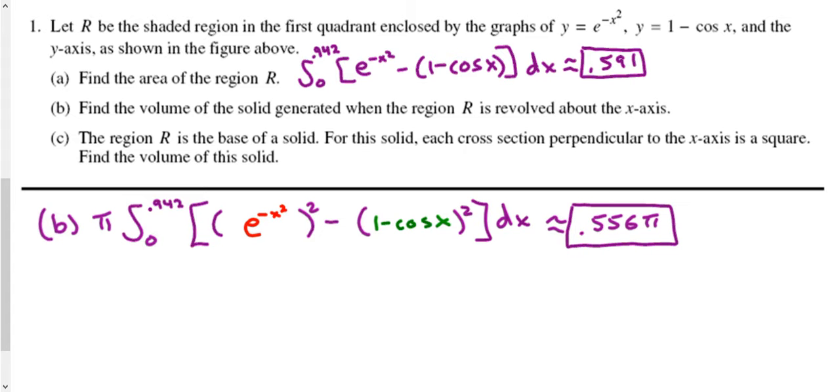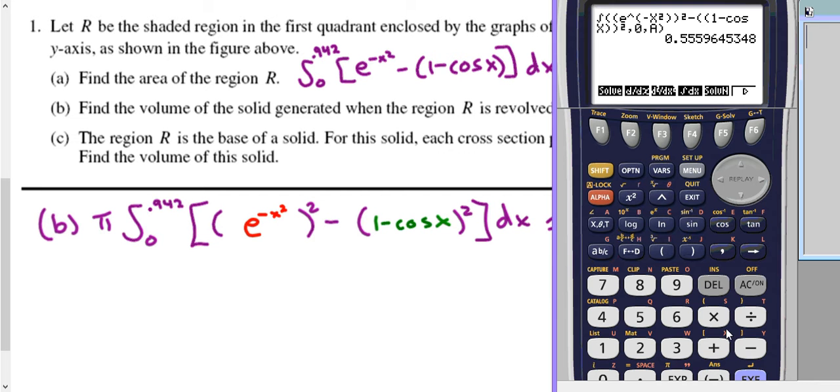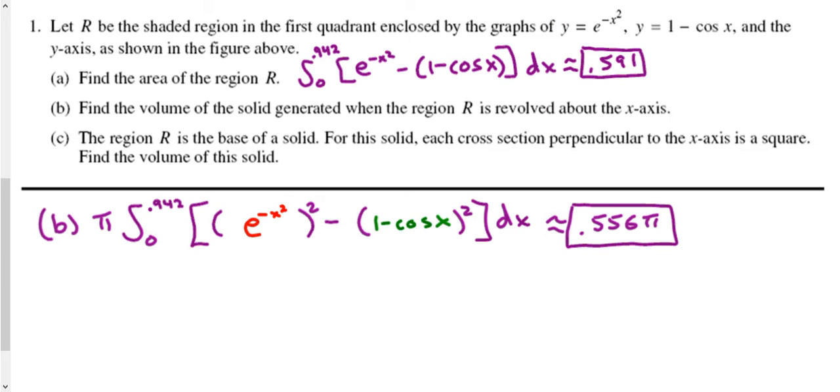Now, if it seems weird to you to have pi with decimals, then by all means go ahead and multiply that by pi and just give an answer of 1.747.